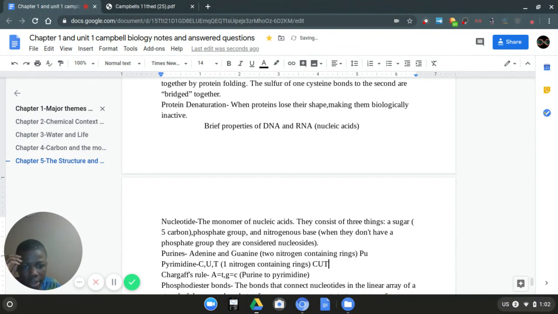Now, Chargaff's rule. It didn't actually mention Chargaff's rule, but I was too lazy to say that adenine bonds with thymine and guanine bonds with cytosine, so I just put Chargaff's rule. Chargaff's rule means A equals T and G equals C, so adenine binds with thymine and guanine binds with cytosine. Actually, I shouldn't even put these double lines because that could represent hydrogen bonds, and there are actually 3 hydrogen bonds between guanine and cytosine and 2 between adenine and thymine, but it doesn't matter.